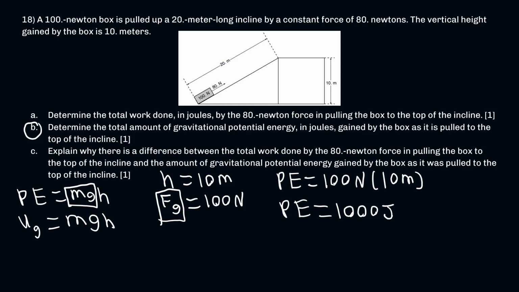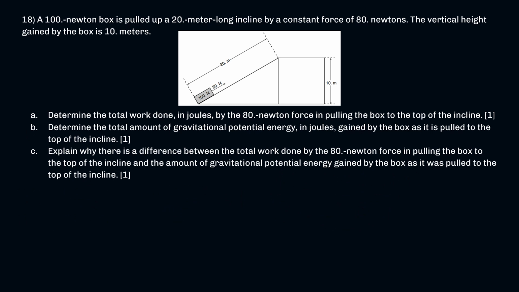So let's move into our final portion of this question. Part C: explain why there's a difference between the total work done by the 80 newton force in pulling the box to the top of the incline and the amount of gravitational potential energy gained by the box as it was pulled to the top of the incline.